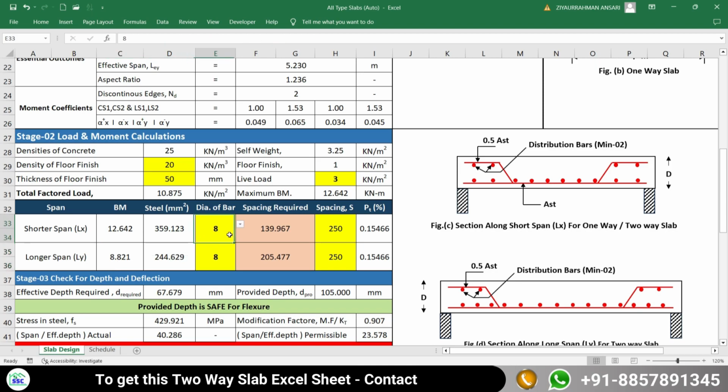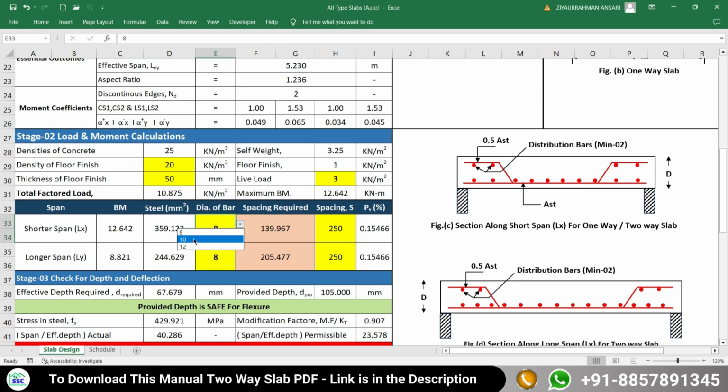Now if you are using the 8 mm diameter of bar, here the list of diameters of bars is present. You can change it with the drop down list.